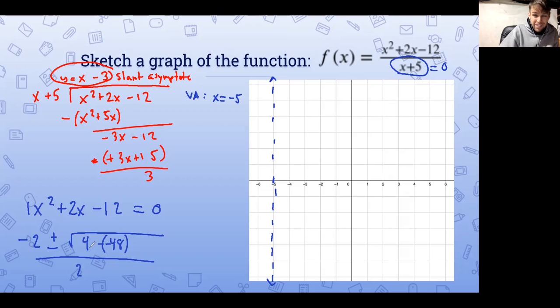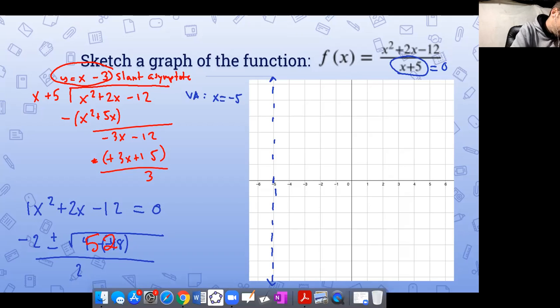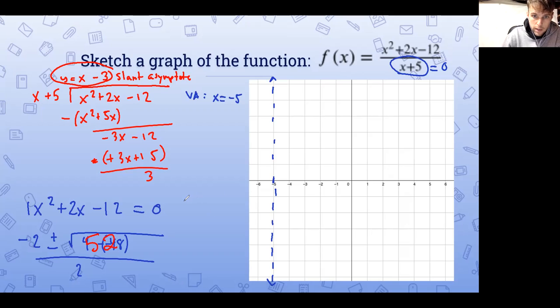Okay, that's the same as plus 48. So inside of here, we actually get 52. Square root of 52, let me just use my calculator. 2 root 13. All right, so we get -2 plus or minus 2 root 13 over 2. These both divide by 2, end up with -1 plus or minus root 13. Those are obviously the exact values.